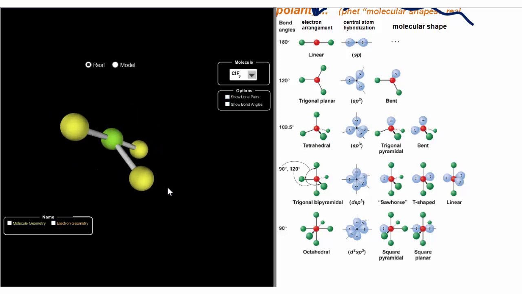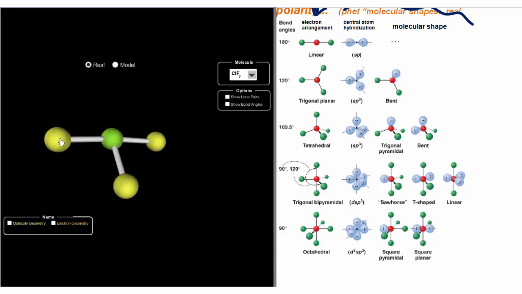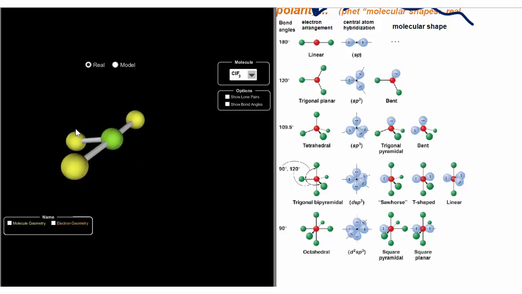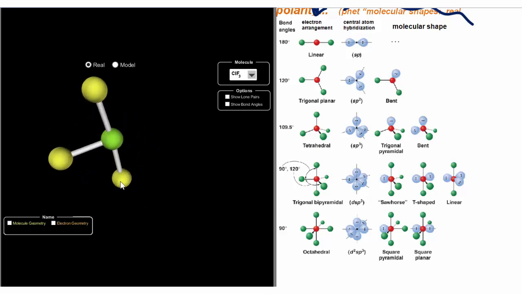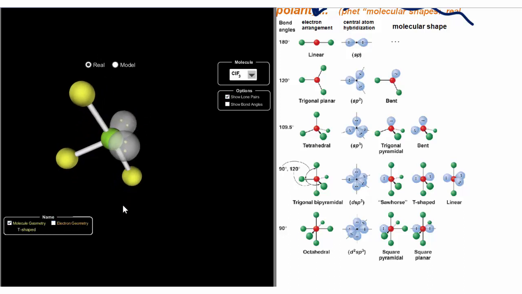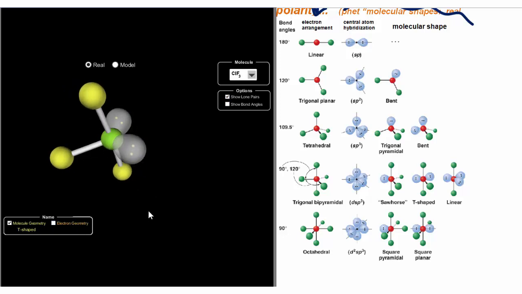How about this molecule? Chlorine trifluoride. This has a molecular shape of T-shape. How about its electron geometry? It has 2 lone pairs, so the total has to be 5, trigonal bipyramidal.